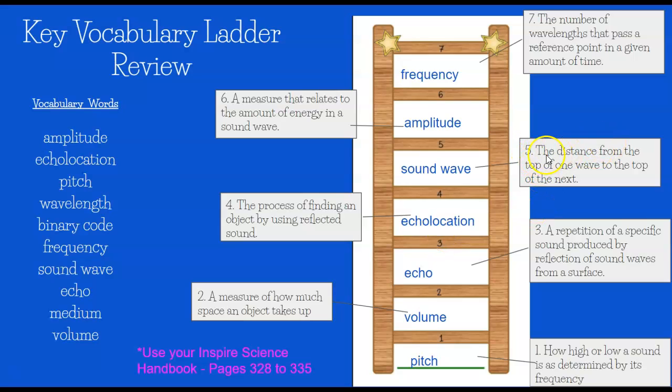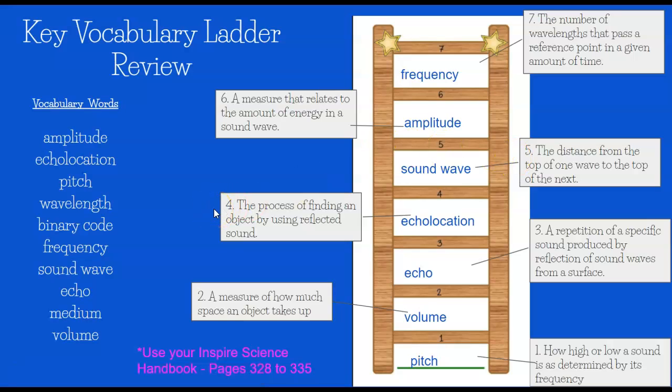Number 5, the distance from the top of one wave to the top of the next is called a sound wave. Number 6, a measure that relates to the amount of energy in a sound wave is called the amplitude. And the last one, number 7, the number of wavelengths that pass a reference point in a given amount of time is called the frequency. So again, these are good words to add to your spiral notebook.